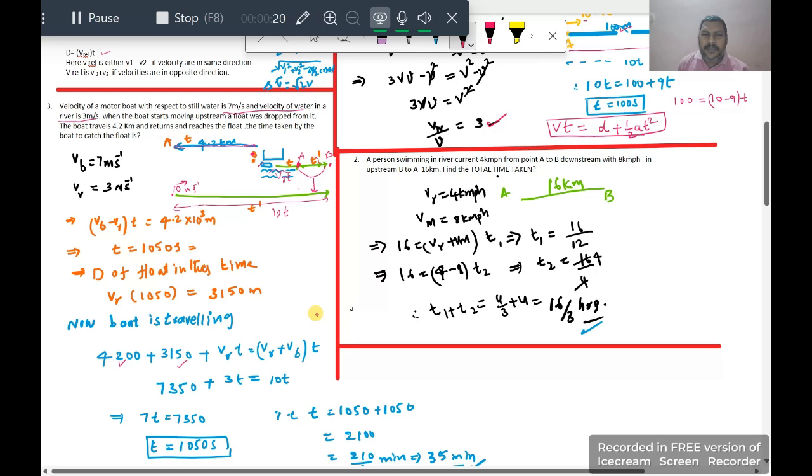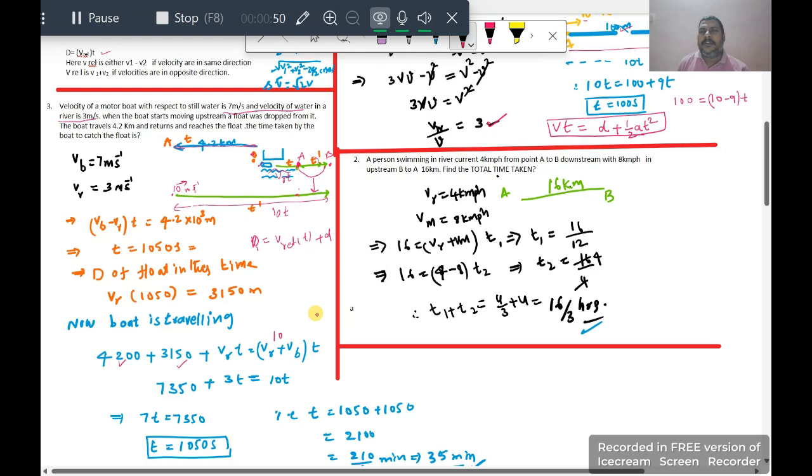In this time, VR into T is equal to V relative into T. This is the distance traveled by the boat, 10T. You can take 10T as equal to the initial distance in the upstream. Initial distance is equal to 4200 plus 3500. So D, which is 10 into T, is equal to V relative into T plus initial distance D. This formula.